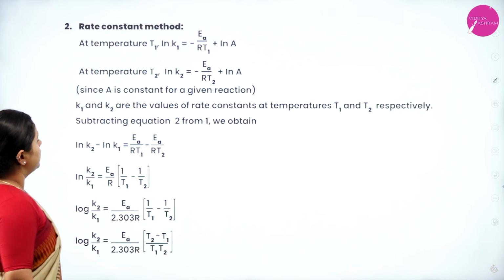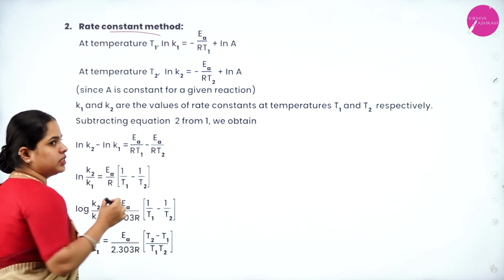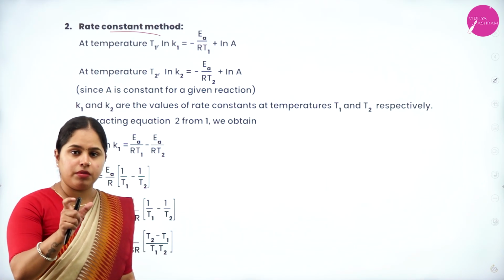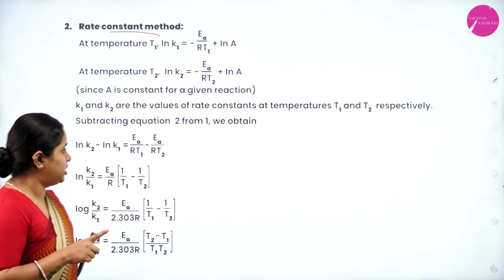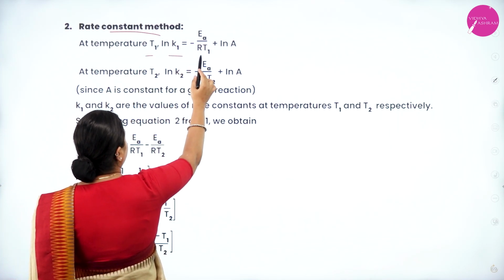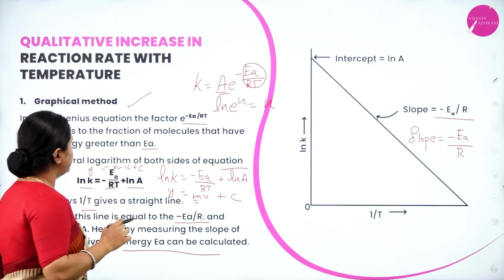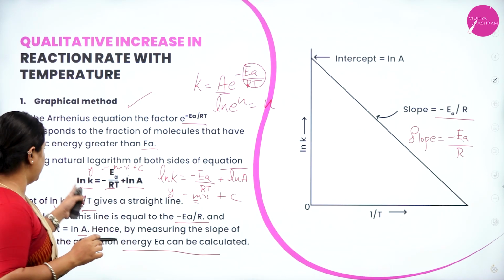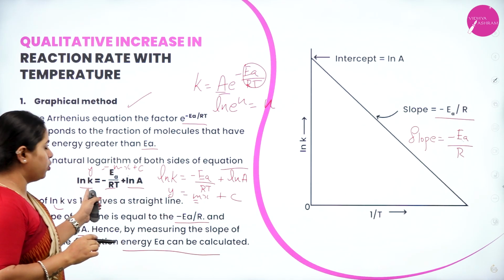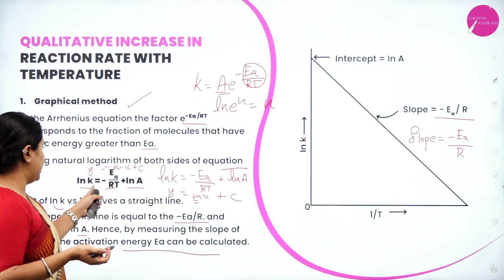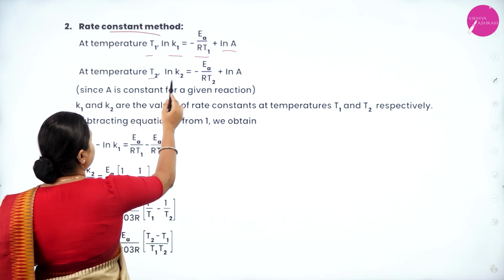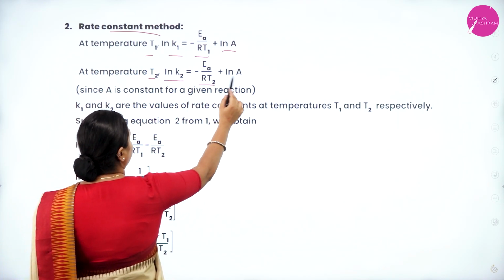The next method is the rate constant method, okay? That is, if you have two different temperatures, you will have two different rate constants. From that also you can calculate the activation energy. So let's see, at temperature T1, ln K1 will be equal to minus Ea by RT1 plus ln A. That is this particular equation that we are using here, ln K is equal to minus Ea by RT plus ln A. So here we are going to take it for two temperatures. Now for the next temperature T2, ln K2 will be equal to minus Ea by RT2 plus ln A.